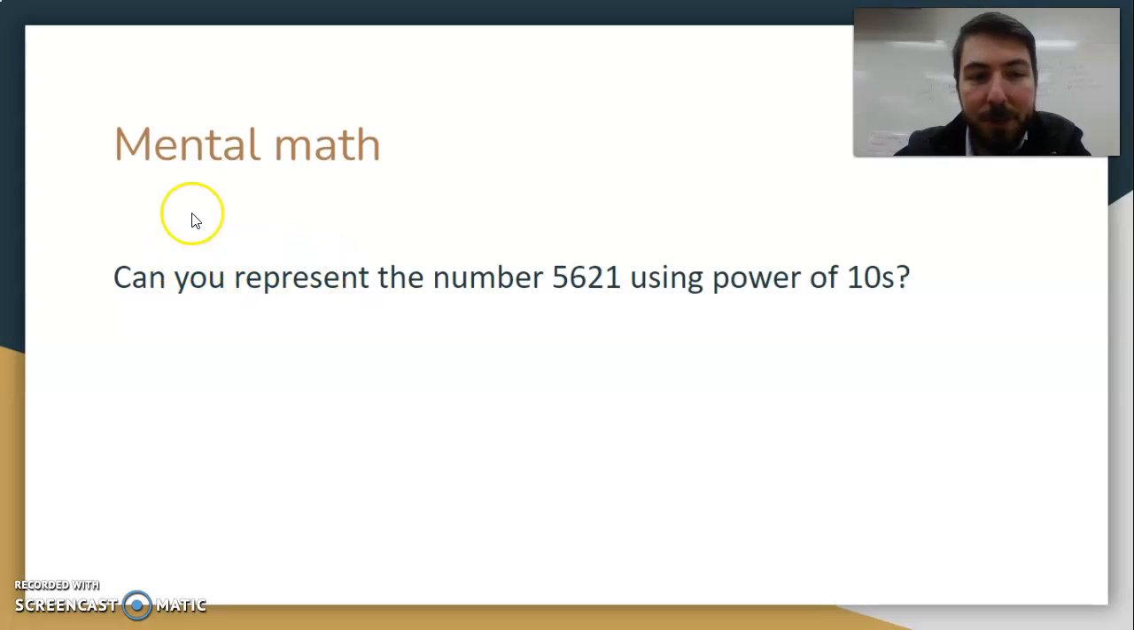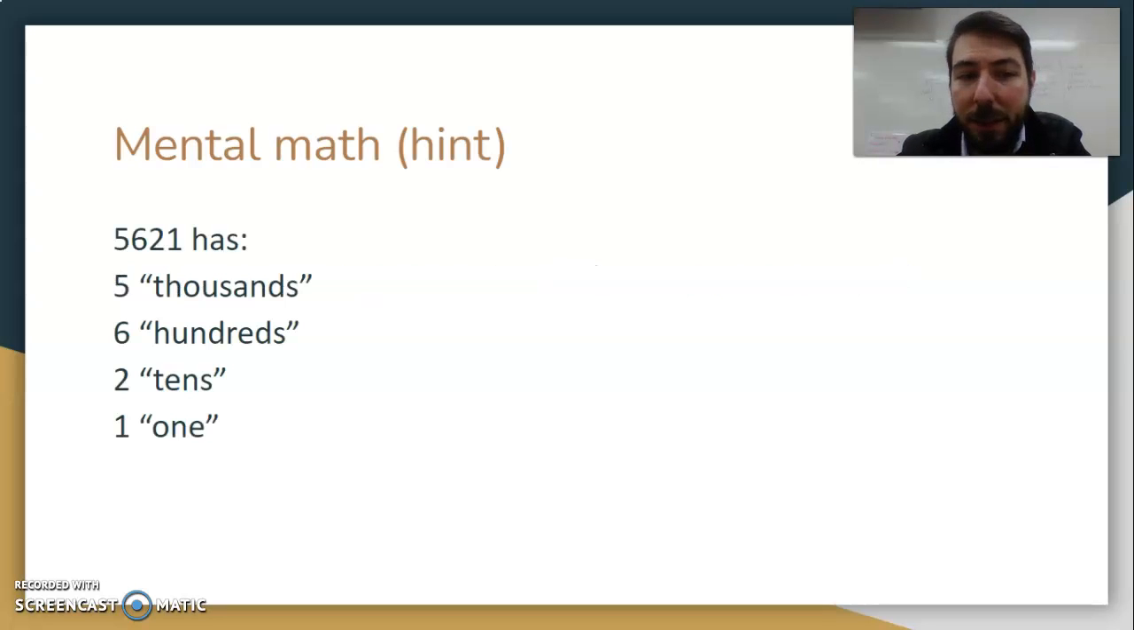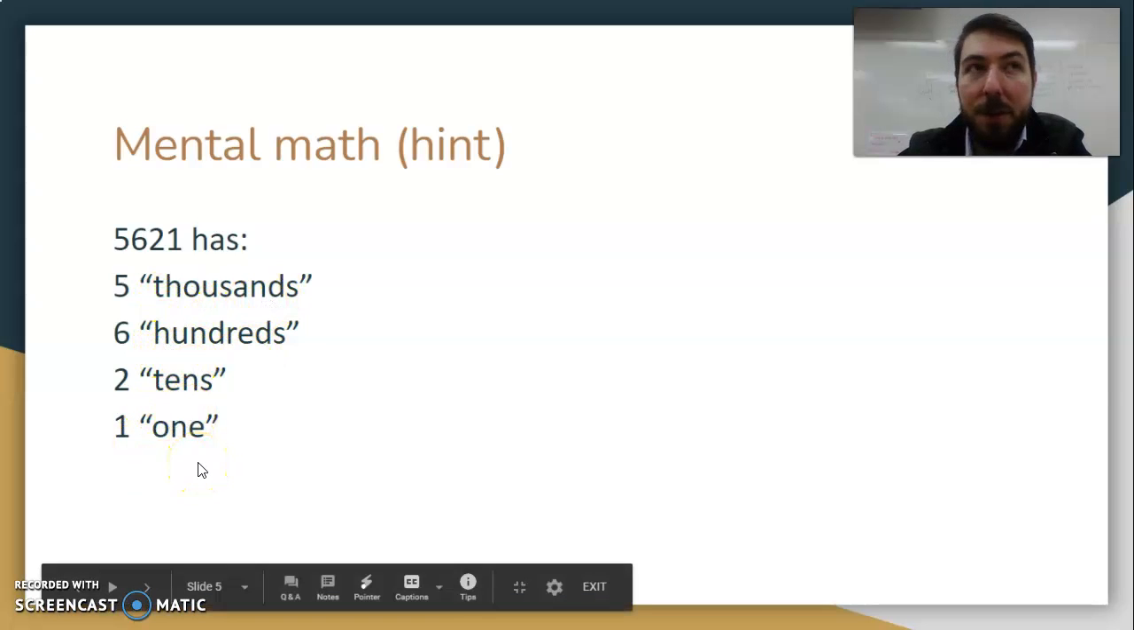So this is just a little bit of review from the last lesson. We talked about representing numbers using powers of 10. I just wanted you to take a little bit of time to think about this, try to figure out the answer. How would you write it using powers of 10? I'll give you a little hint that this number has 5 thousands, 6 hundreds, 2 tens, and 1 one. So remember these numbers, 1,000, 100, 10, and 1, we can write using powers of 10.